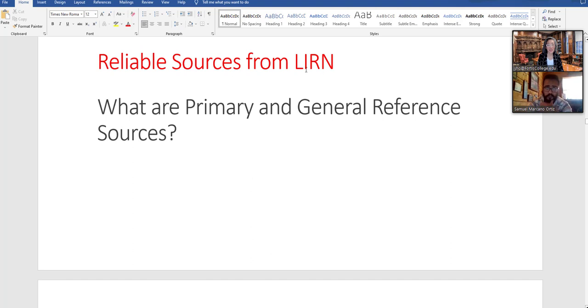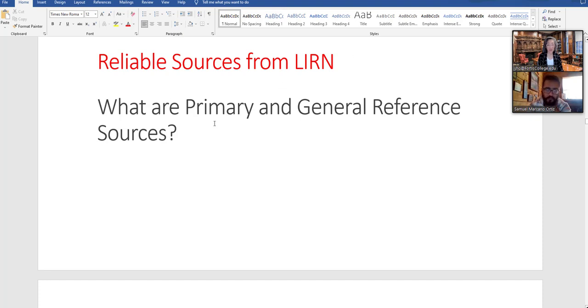I forget what the exact name is, but that's what they call themselves. Learning resource, I think learning and resource. I forgot what the I stands for. Institutional resource, learning, institutional resource. And I forgot what N stands for. I'll look that up. But anyway, it's your online library.